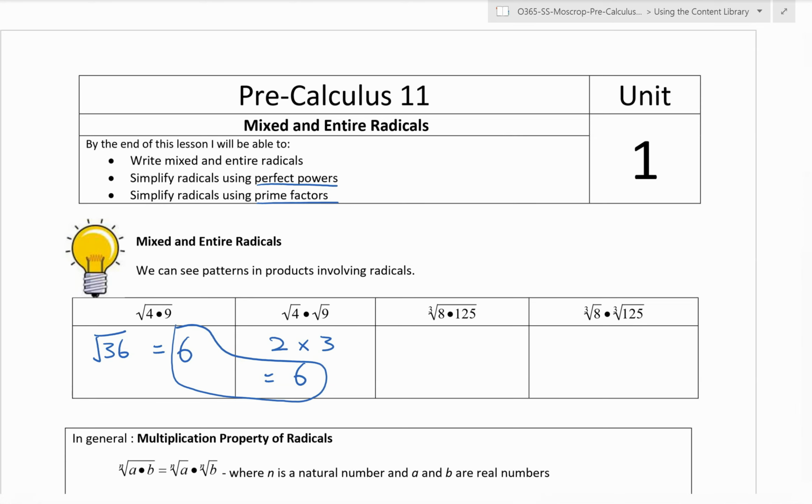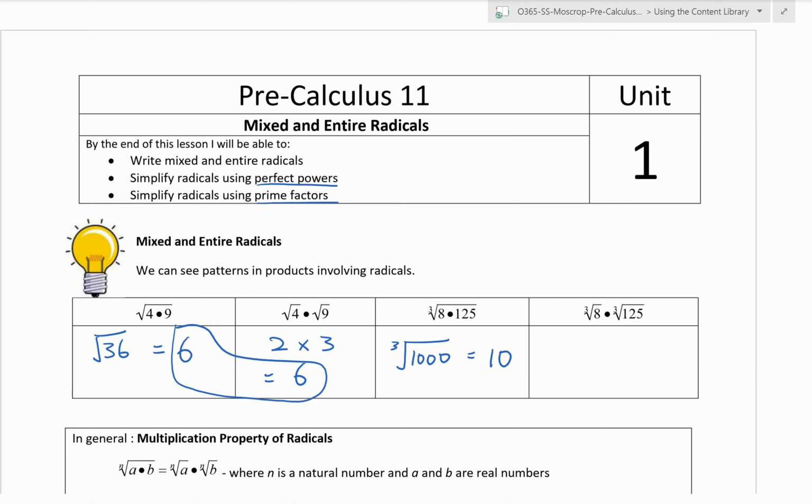What if we try a cube root? Would that give us the same result? Let's take a look. We have the cube root of 8 times 125. 8 times 125 is 1000. So we have the cube root of 1000. You may know, you might not, doesn't matter, the cube root of 1000 is equal to 10, because 10 times 10 times 10 is equal to 1000. That's why the cube root of 1000 is 10.